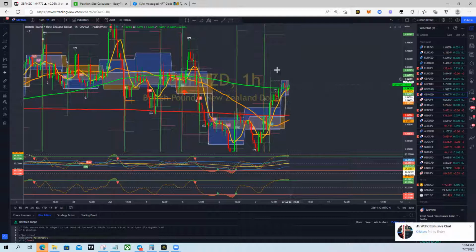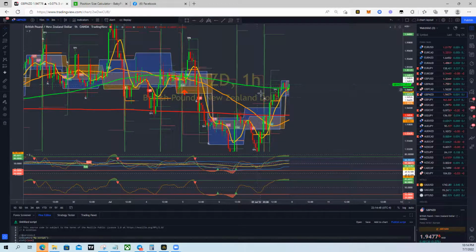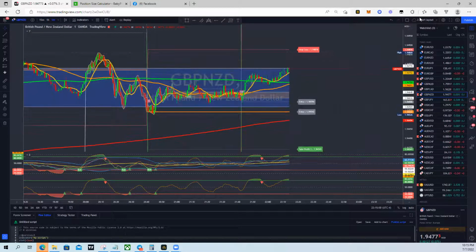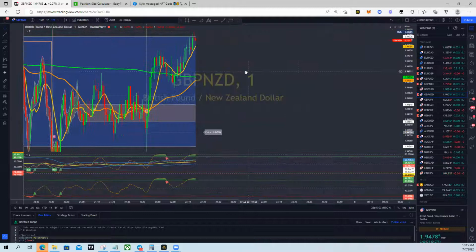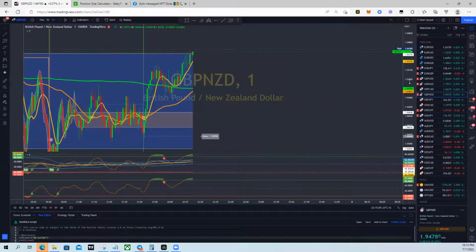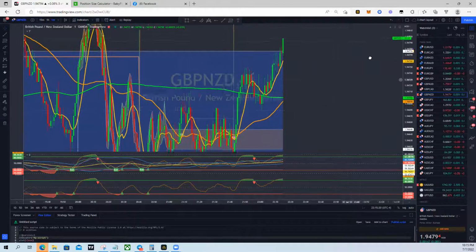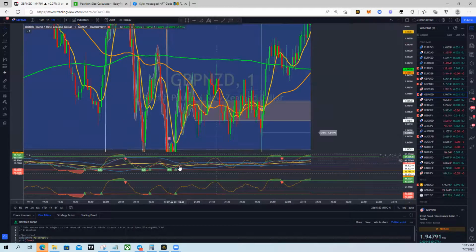Yeah, but if it does break this session key, there isn't really much that can stop it. It's above all EMAs right now, all of them. We just look for the break on the session key. Right now it's at the top of the session key. That's one we need to look out for. Everybody should look out for this one. Because I think 1.9400 would be the ultimate TP. Because that's where we have some amount of resistance. 1.9400.